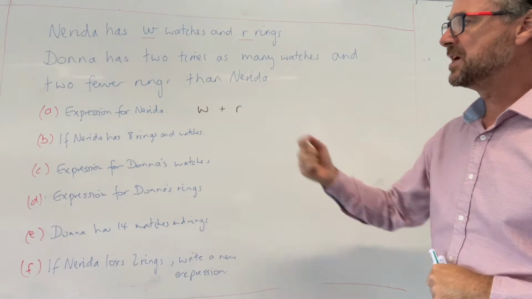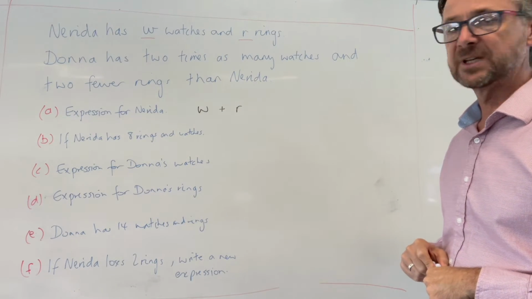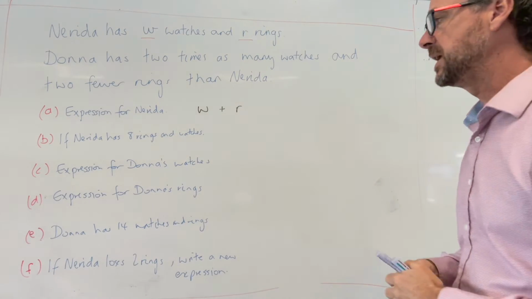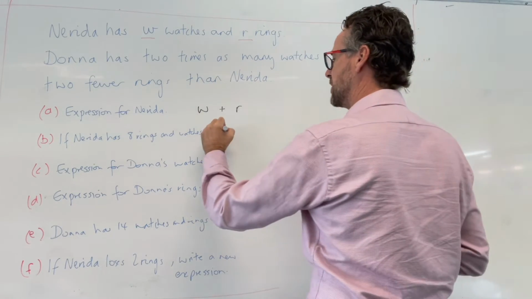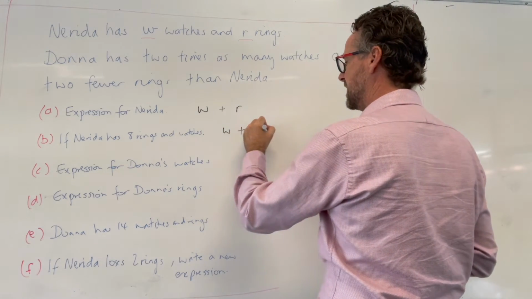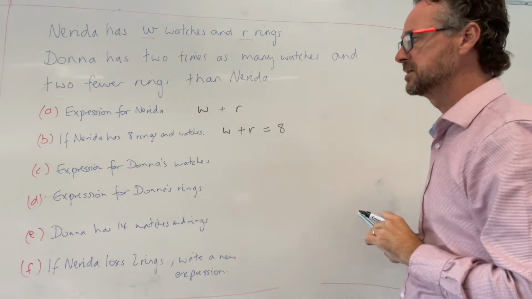Okay, now, if Nerida has 8 rings and watches altogether, okay, we can now write an equation for that. So we can write the W plus the R is now equal to 8, okay?